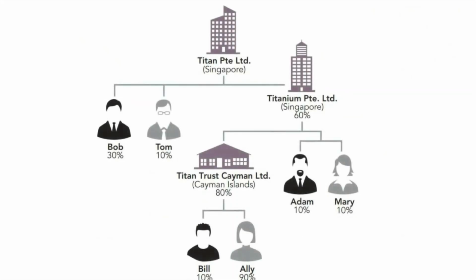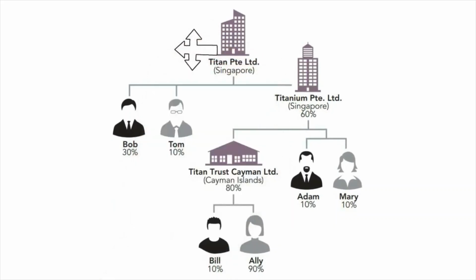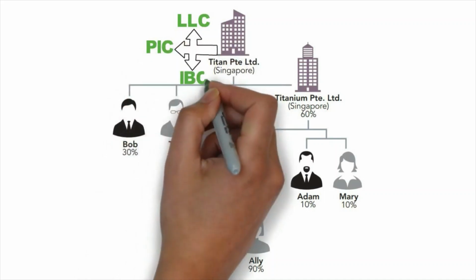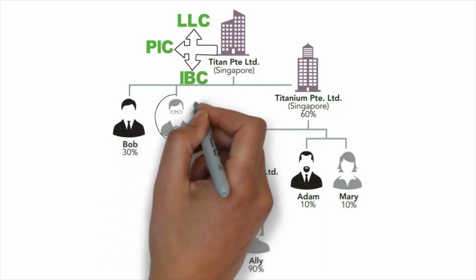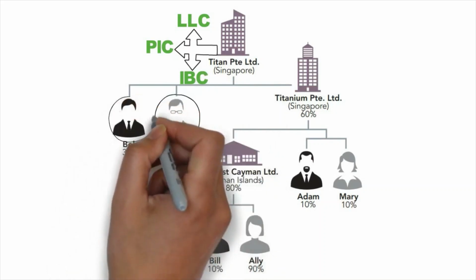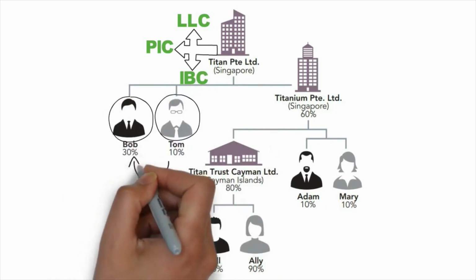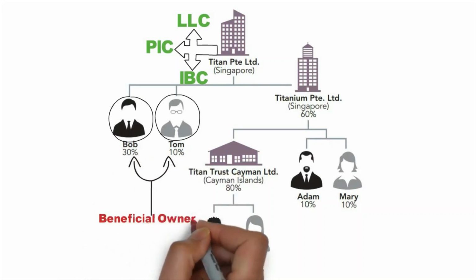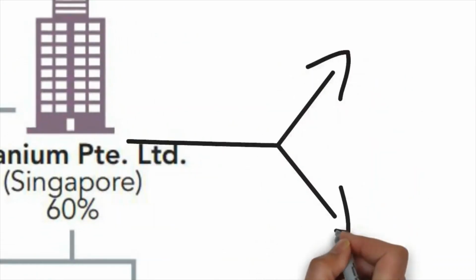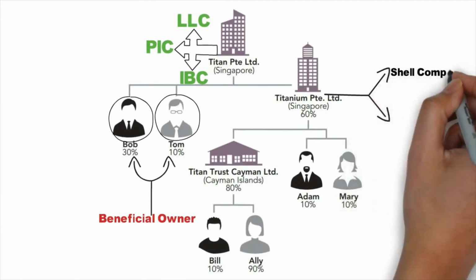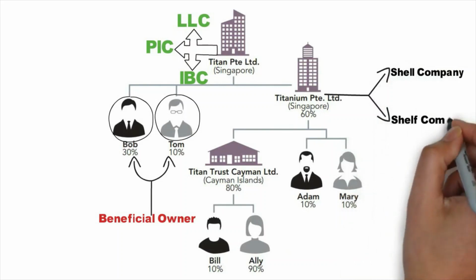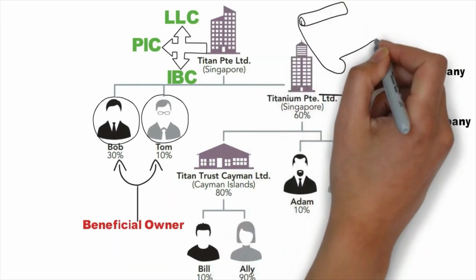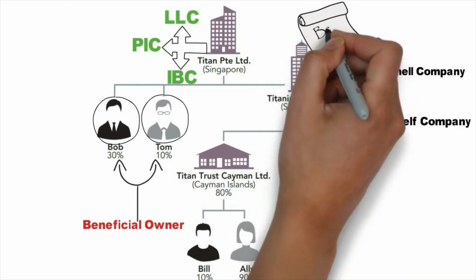Moving on, the next section provides you with information regarding various types of legal companies like limited liability companies, private investment companies, and international business corporations. The important thing to consider here is that these companies are usually formed to hide the actual beneficial owner, who is usually a natural person. This is usually done by creating a complex ownership structure or creating fictitious companies known as shell companies. You will also be introduced to the concept of bearer shares.